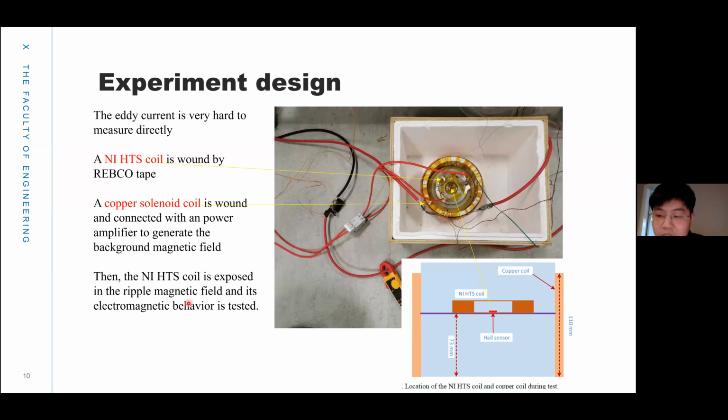another magnetic field. So we can use a Hall sensor in the center to measure it and make a comparison between the simulation and the experiment. And the results from the simulation and the experiment are compared to validate the model.